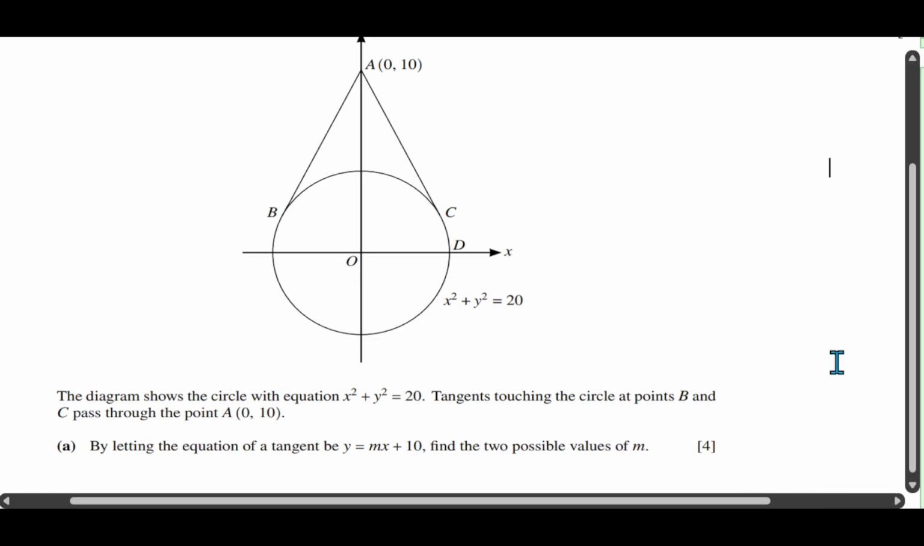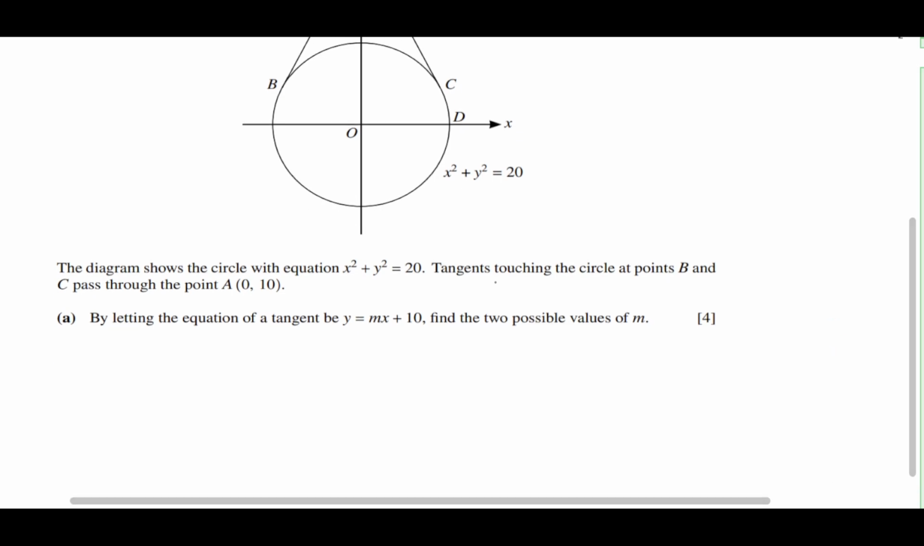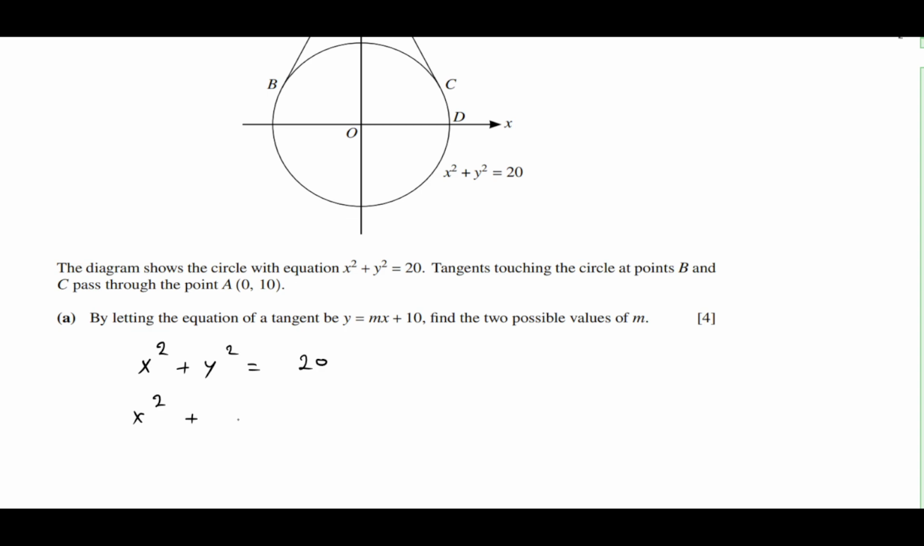Now, as these are tangents and a circle, the tangent is intersecting the circle at points B and C. I can say that the equation of the tangent at points B and C also satisfies the equation of the circle. So the equation of the circle is x² + y² = 20. What we do is replace this y with mx + 10, and we will solve for x. So this is equal to 20.